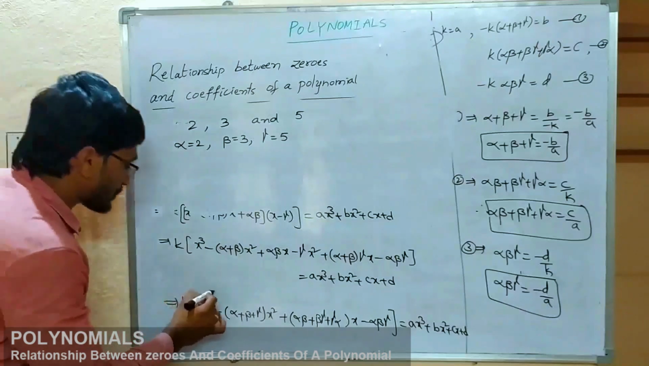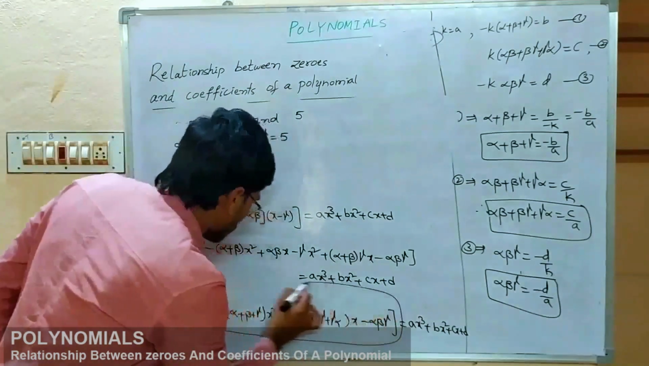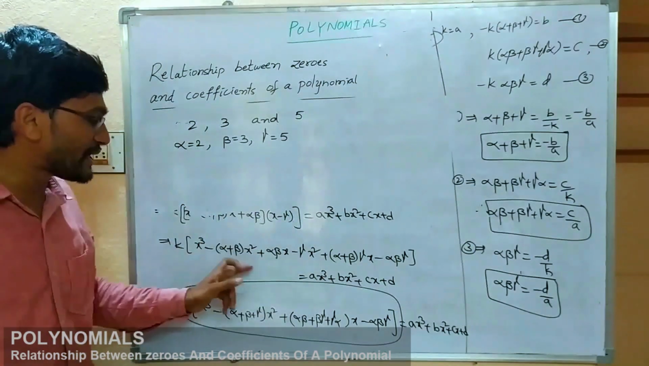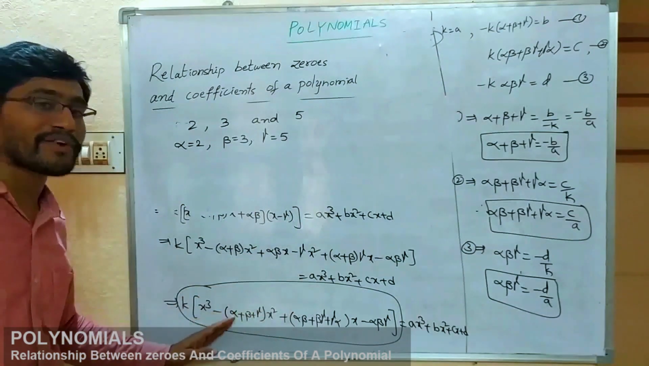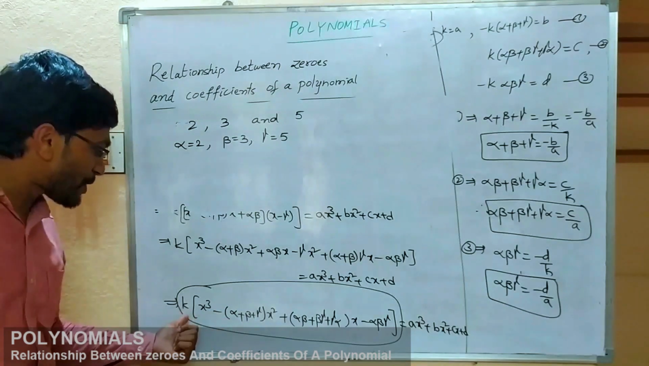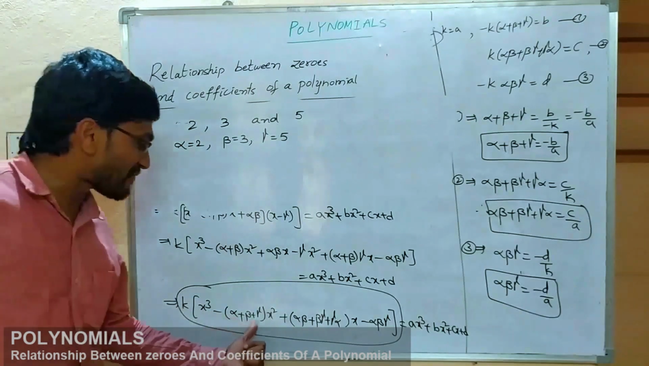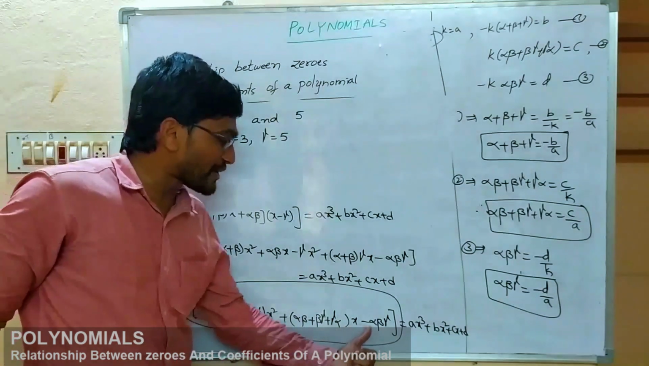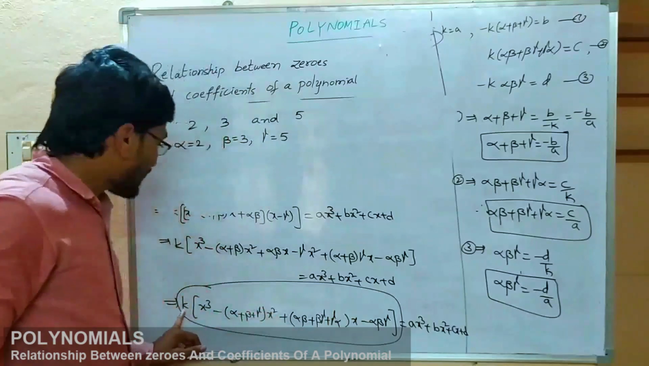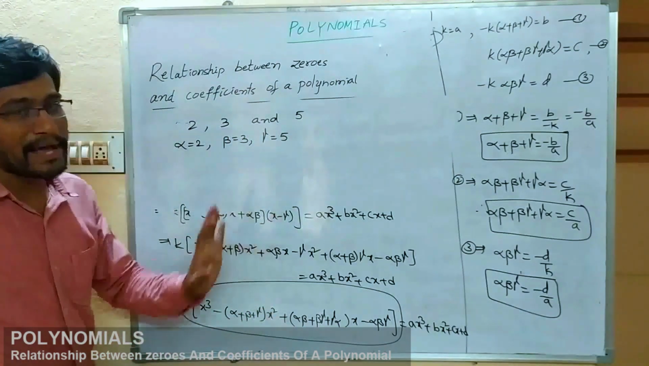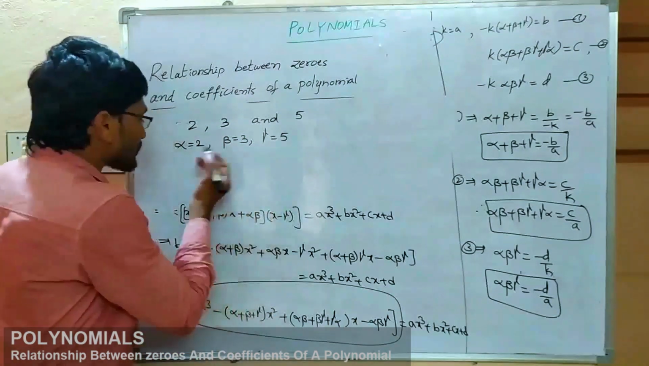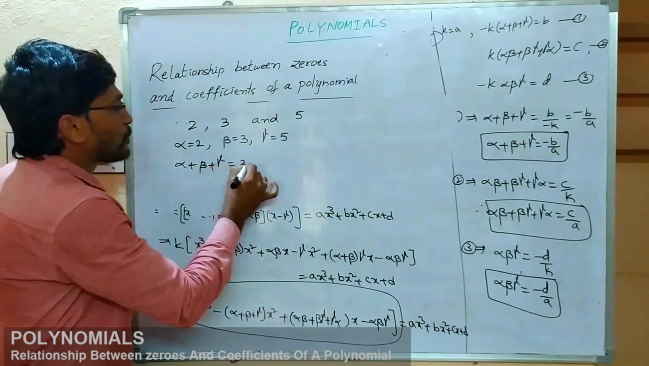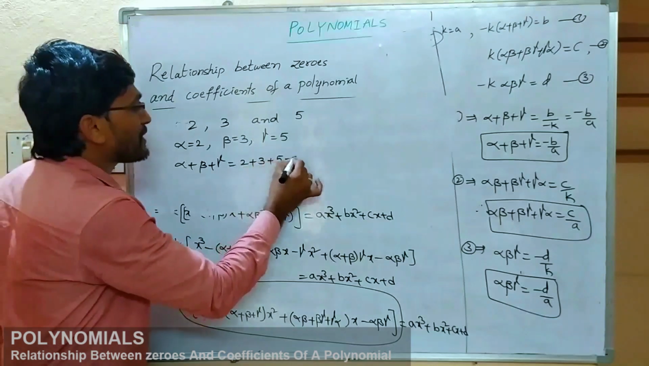We know that this is the cubic polynomial. If alpha, beta and gamma are the three zeros of a cubic polynomial, then the cubic polynomial is k into (x cube minus (alpha plus beta plus gamma) into x square plus (alpha beta plus beta gamma plus gamma alpha) into x minus alpha beta gamma), where k is not equal to 0 and k belongs to real numbers. See, first find alpha plus beta plus gamma, which is equal to 2 plus 3 plus 5, nothing but 10.